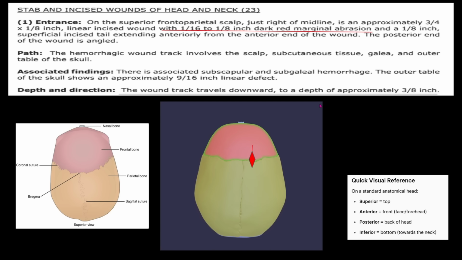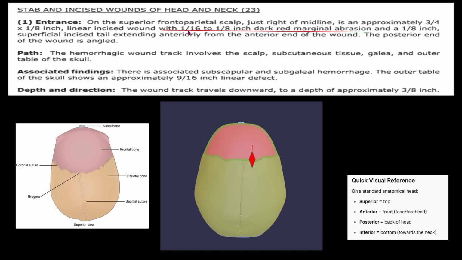This is going to be the full breakdown of the Xana coronal injuries. And we're going to start with stab and incised wounds of the head and neck. There were 23. The first one is a linear incised wound.